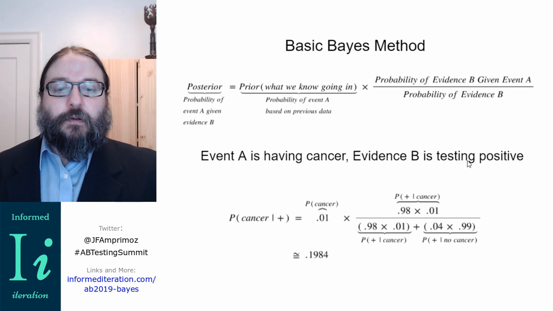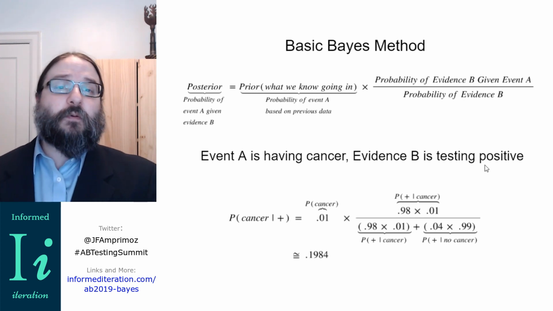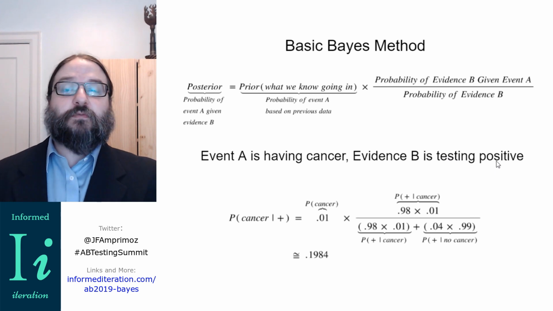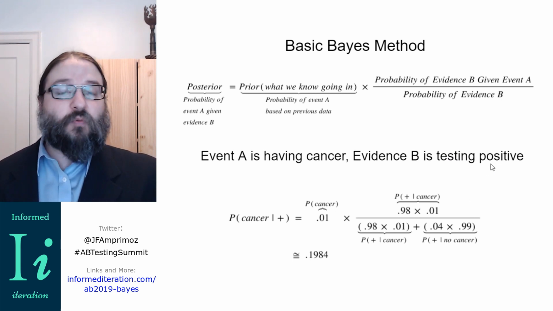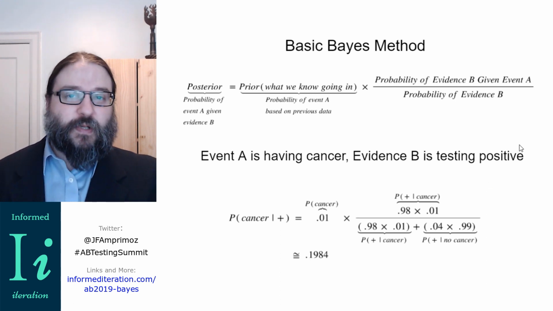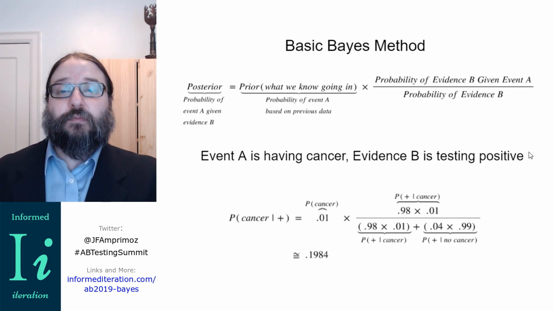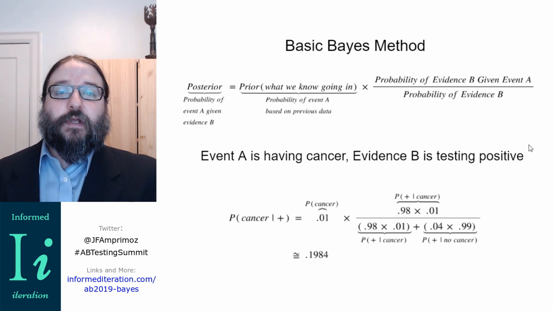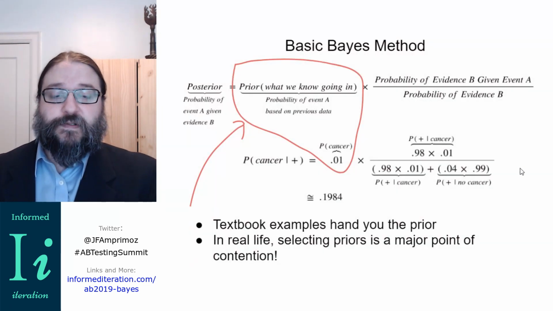The point here is just to show you the utility and the power: you can take information you've got from other sources, previous sources, not related to an experiment that you're about to run, and then take the result of that experiment and combine them to get a result that is hopefully more accurate than just taking your experiment results.